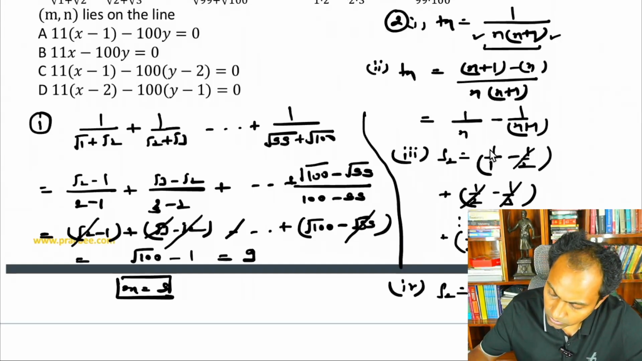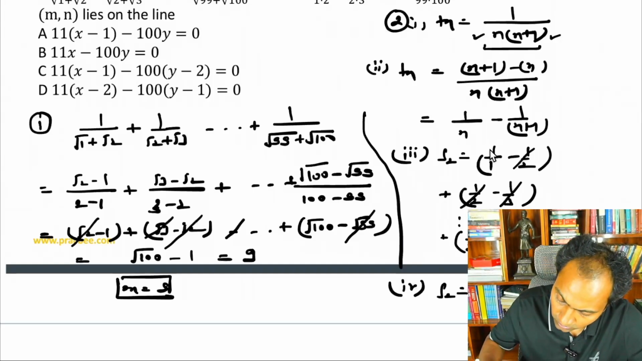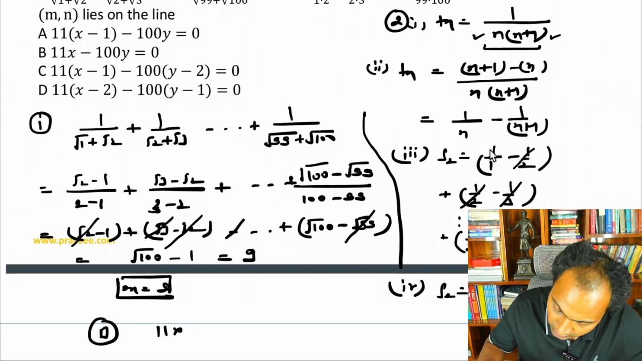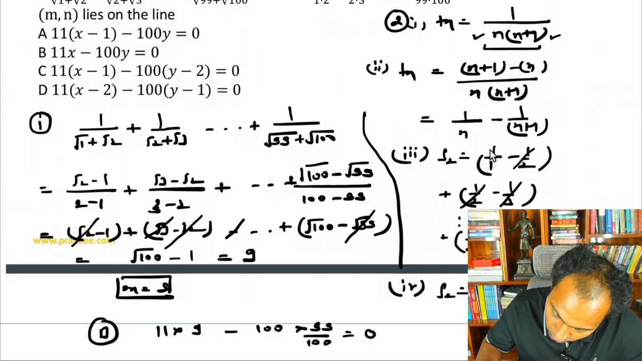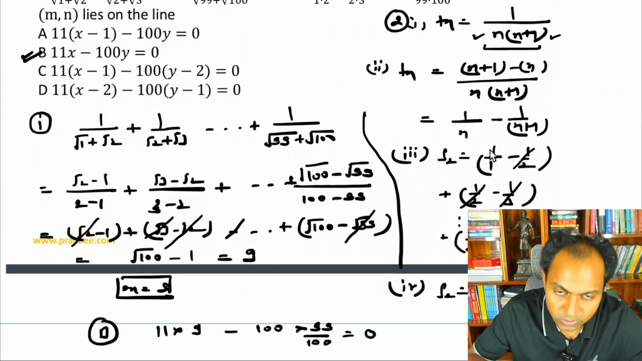So if you choose option B, you will have to check it for all the options, but I am just checking for B option. So left hand side becomes 11 into m, that is nothing but 9, minus 100 into 99 by 100. You can see that this comes out to be 0. So B option becomes the correct choice.